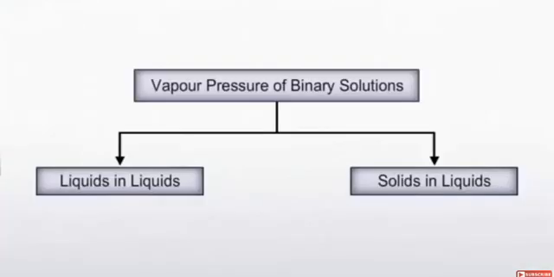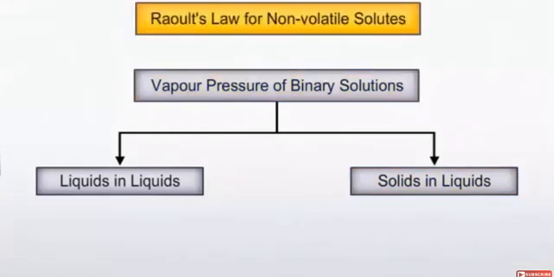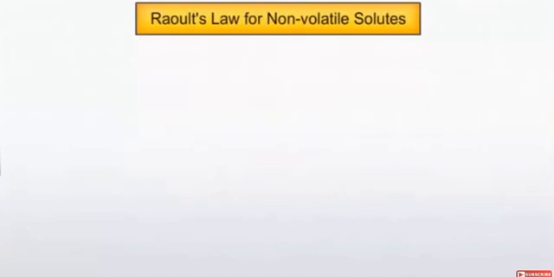Let us now discuss the vapor pressure of binary solutions of solids in liquids. That is, Raoult's law for non-volatile solutes. A non-volatile solute has no tendency to form vapor at the temperature of the solution, and it will therefore not contribute to the total vapor pressure of the solution.